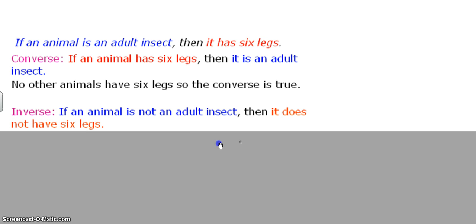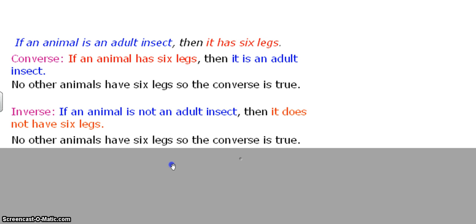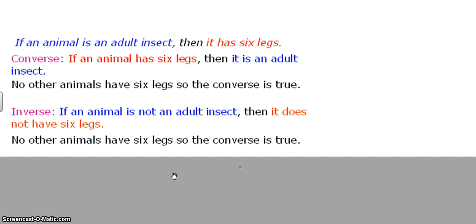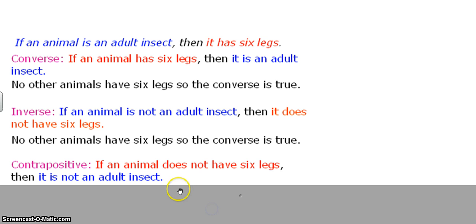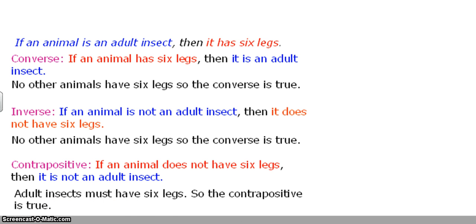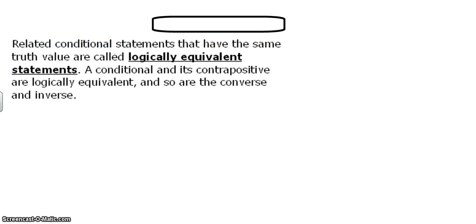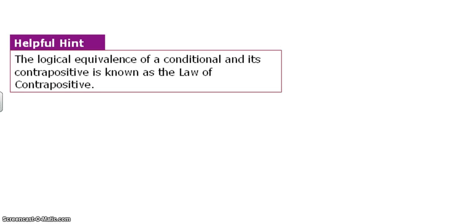The inverse is to take the original statement and negate it, right? So if an animal is not an adult insect, then it does not have 6 legs. No other animals have 6 legs, so the inverse is true. This is a typo, okay? The contrapositive is, if an animal does not have 6 legs, then it is not an adult insect, which is also a true statement, all right? So make sure that you really review these and know how to create these sentences. Related conditional statements that have the same truth value are logically equivalent. This is the law of contraposition.